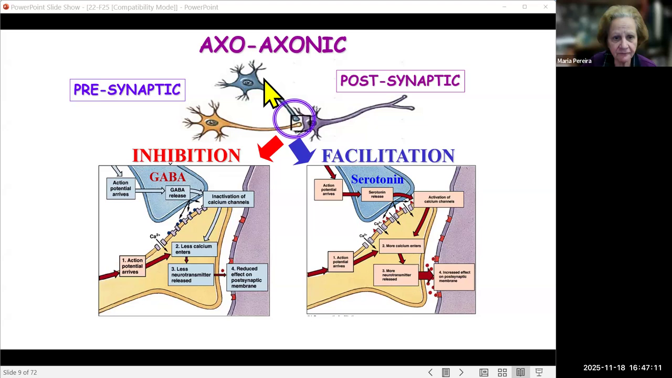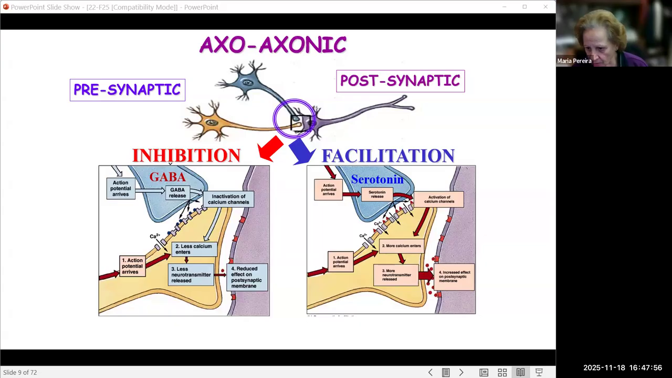What happens now if this blue axon, or blue neuron, has the neurotransmitter serotonin? What serotonin does is it opens sodium channels. So sodium will come in, and it will make the membrane more positive, closer to threshold. So this will make the action potential more efficient. So it facilitates. The axoaxonic synapse is a modulator, because it modulates the transmission of the action potential from one neuron to the other at the axon site.